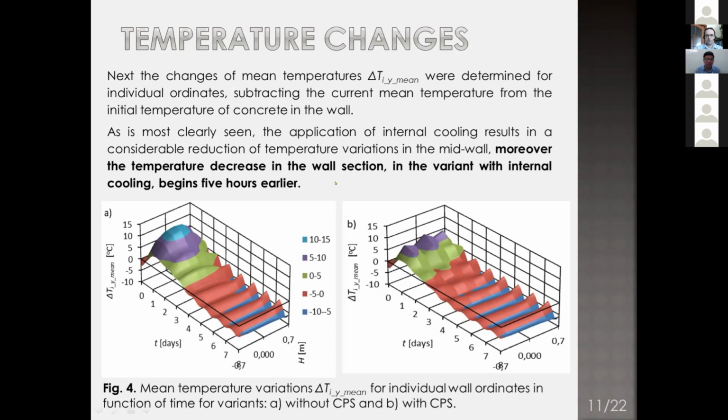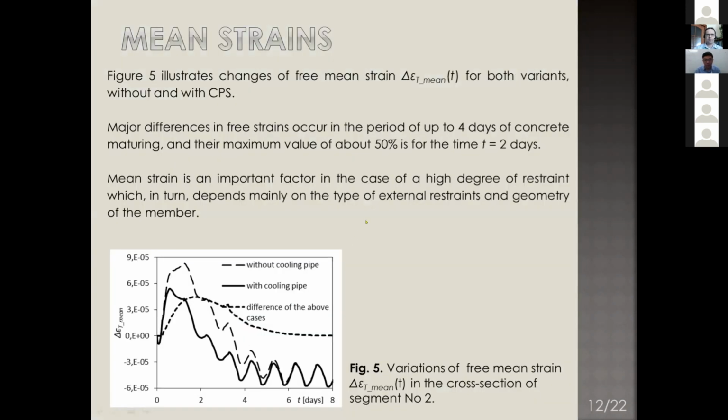Moreover, the temperature decrease in the wall section in the variant with CPS begins 5 hours earlier. Next, we show the first component of mean strains. The first line shows changes of mean strains in the variant without cooling pipe system, the continuous line with CPS, and the almost dotted line shows the difference between those examples. We see that the highest difference is about 40% for the time 2 days.